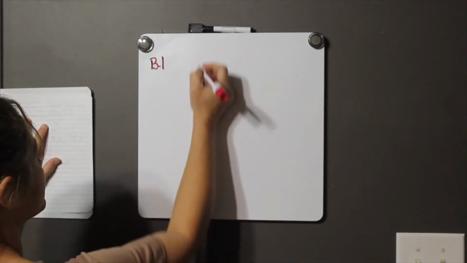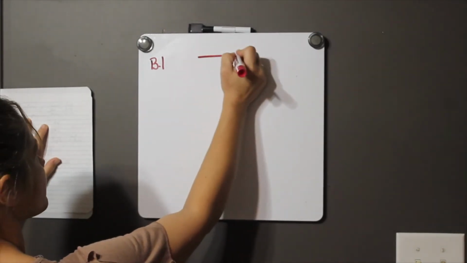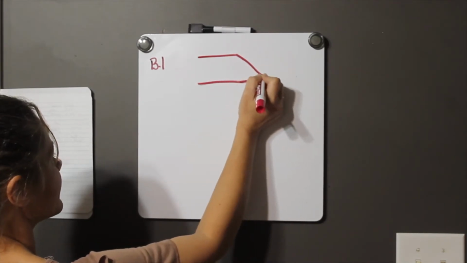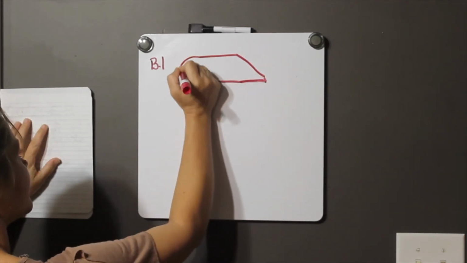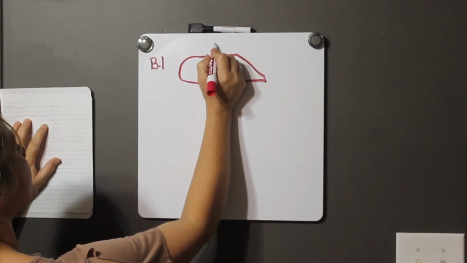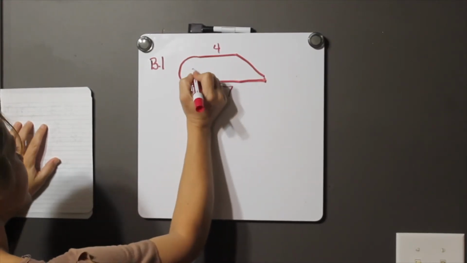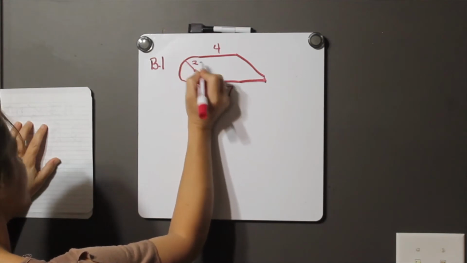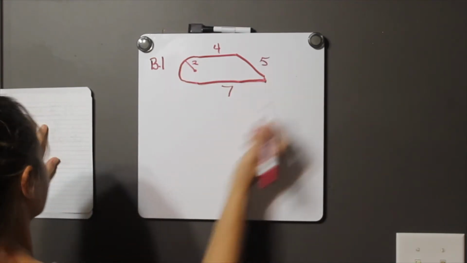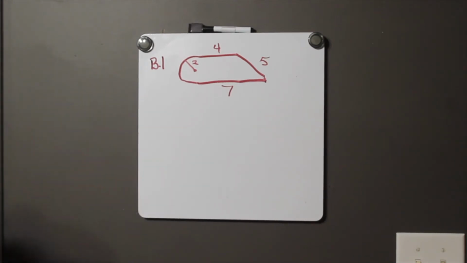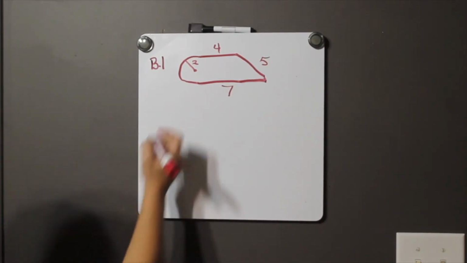And they have this figure drawn. It goes across like that and like that. Then it slants down like that into a triangle. And then this part goes around you. Alright, so that's 4. All across there is 7. That's 2. And that's 5. And it asks us to find the perimeter and the area. I'm going to start with perimeter.